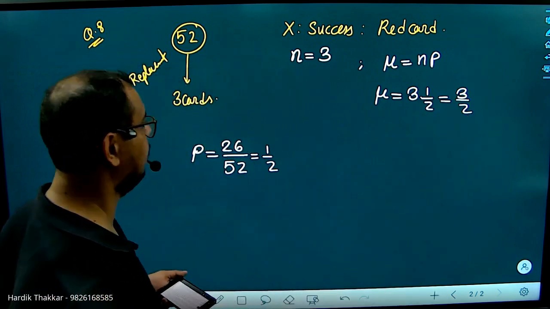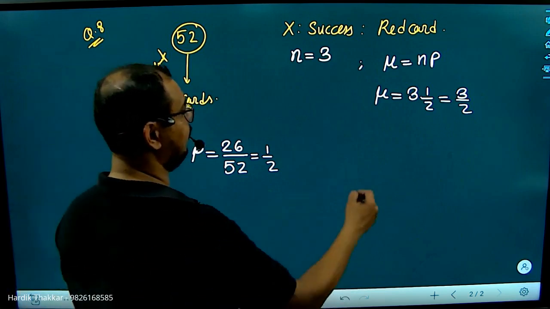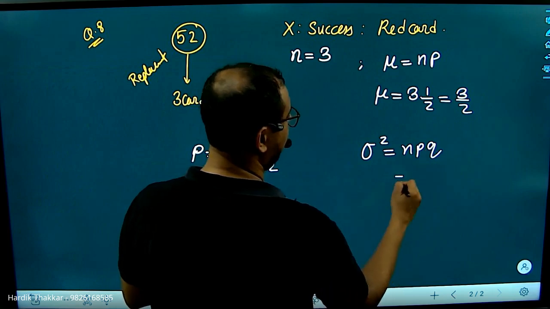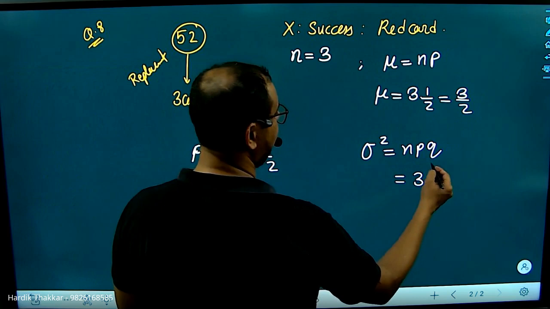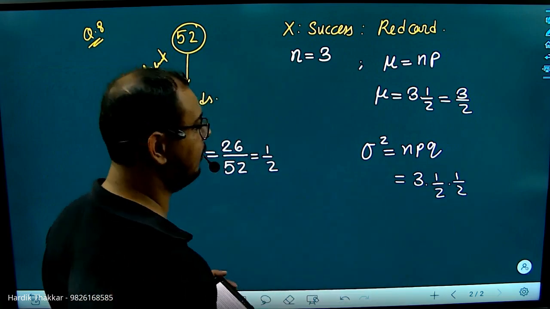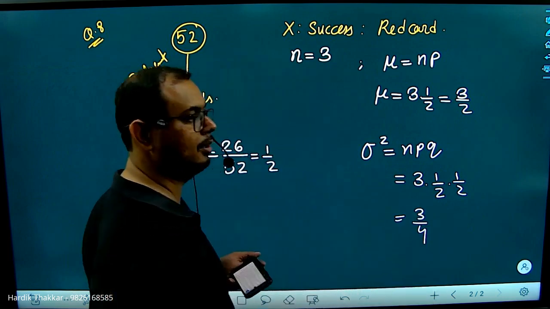Okay. Further, the question also asks for the variance. So variance sigma square is equal to npq. Now, n is again 3, p is again 1 by 2, q is also 1 by 2, because q is 1 minus p. So you will get 1 by 2, and your answer will be 3 by 4. That's it. Okay.